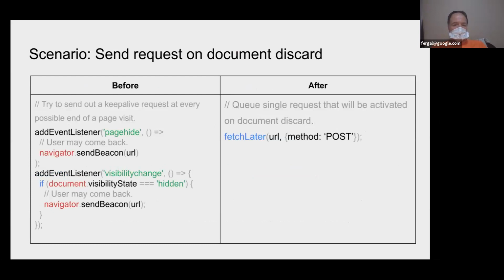So here's an example of how you would right now send a request, a beacon, when a document is discarded. You might add a pagehide listener and send it when the pagehide event fires.